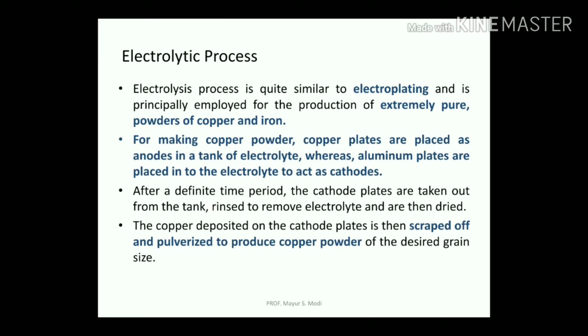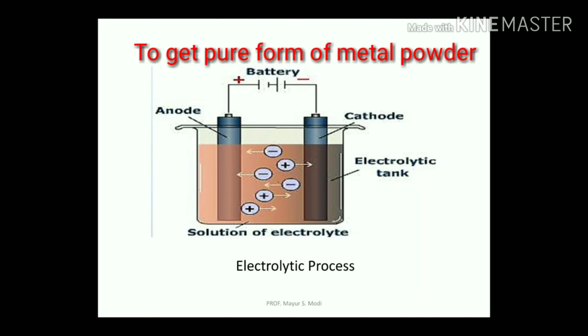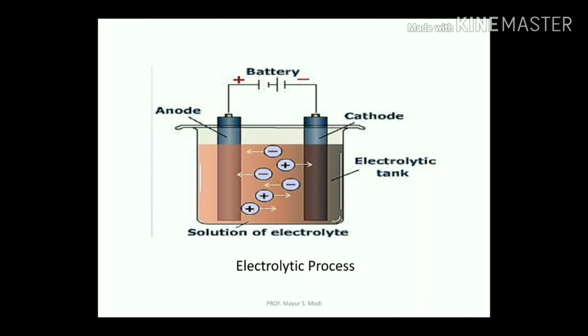of desired grain size. Now you can see some of the mechanism of electrolytic systems: anode, cathode and battery, and in between that the electrolytic tank. Positive and negative ions will be transferring from anode to cathode.